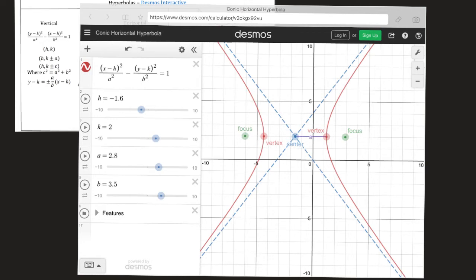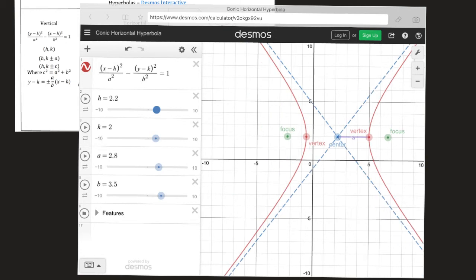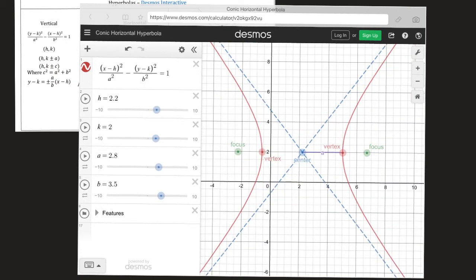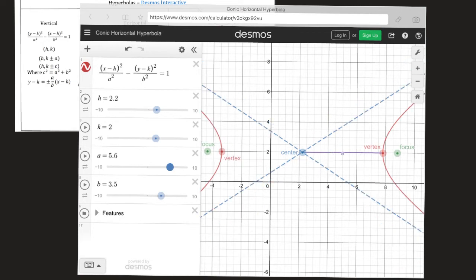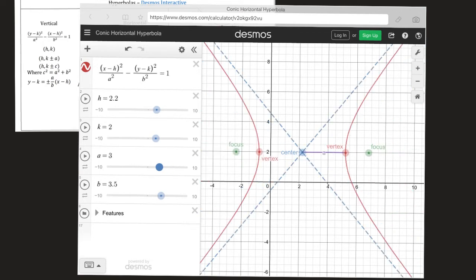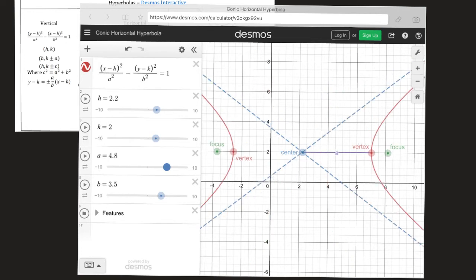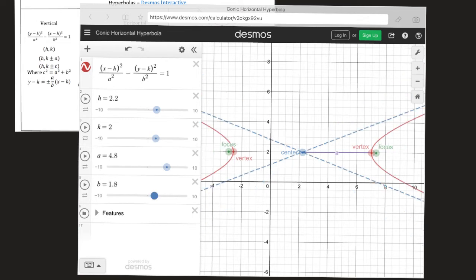The vertices are the 2 points that are kind of like the min and the max values. If I increase my A here, I can make my vertices closer together or further apart. This A value is the distance from the center to the vertex. The other thing that I can change is my B value.